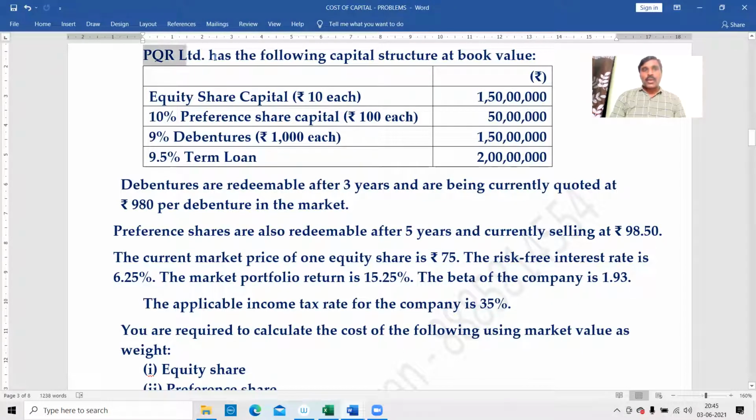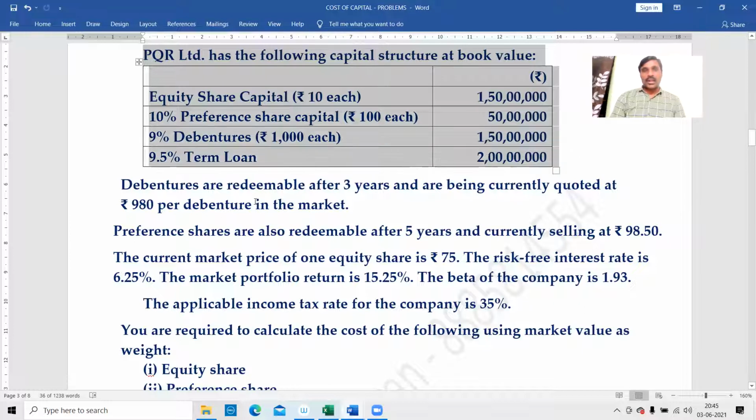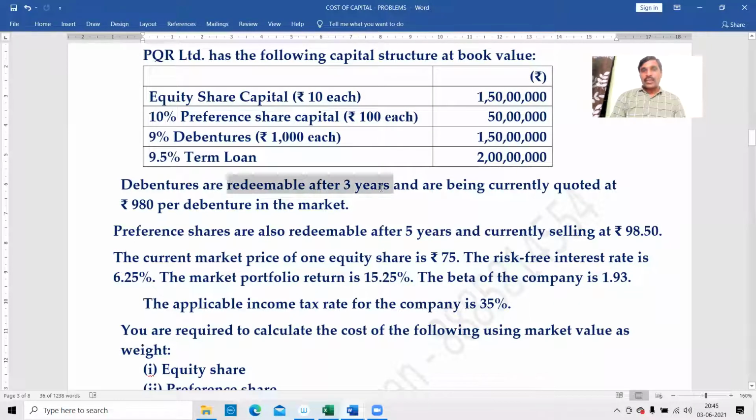Look at this. PQR Limited has the following capital structure at book value: equity share capital, preference share capital, debentures, term loans, etc. Debentures are redeemable after 3 years and are currently quoted at rupees 980 per debenture in the market. Preference shares are also redeemable after 5 years and currently selling at rupees 98.5. The current market price of one equity share is rupees 75. The risk-free interest rate is 6.25%. The market portfolio return is 15.25%. The beta of the company is 1.93. The applicable income tax rate for the company is 35%.